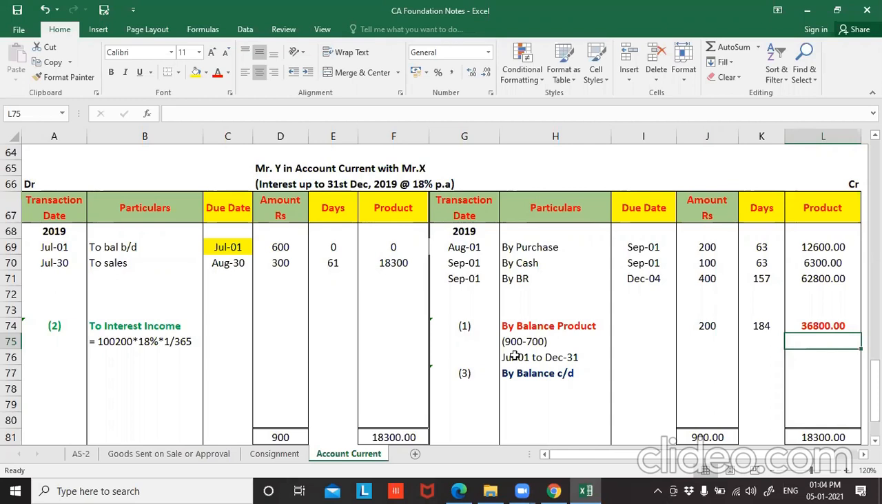So 36,800 is the balance product. 900 minus 700, that is 200, the balance for which interest is not calculated. Guys, what is 200 rupees? 200 rupees is the balance amount for which interest is not calculated. For that, I am calculating the number of days from the beginning and taking a product of this. This is step number 1.